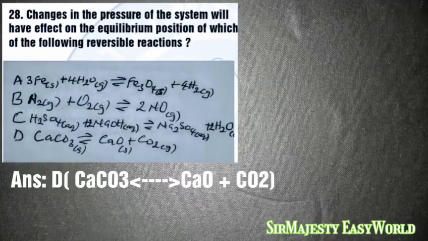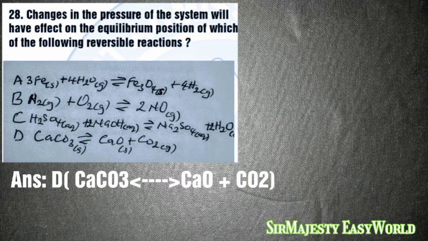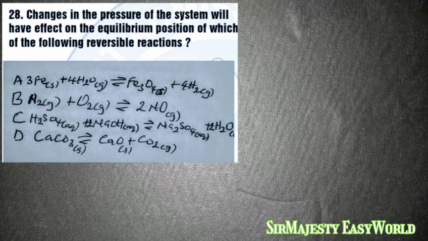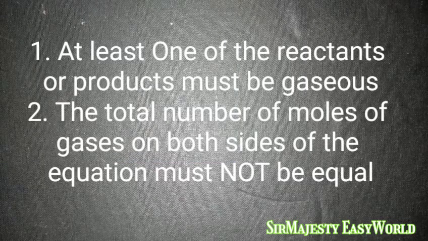Question 28, the correct answer is D, because that's the only option that obeys the two rules that must be met before pressure will have effect on the equilibrium position of a reversible reaction. You see the rules on the screen there.